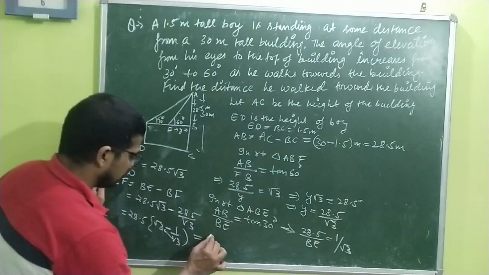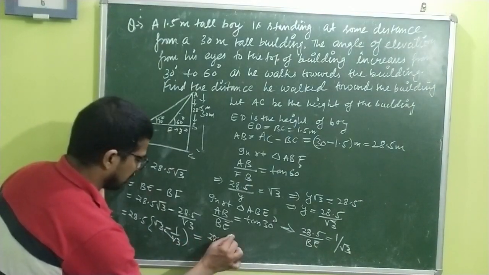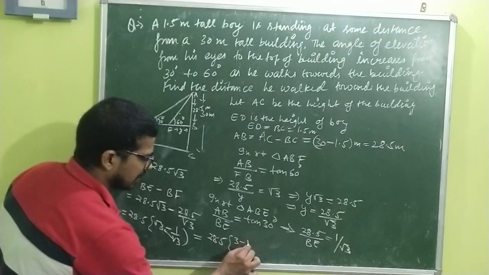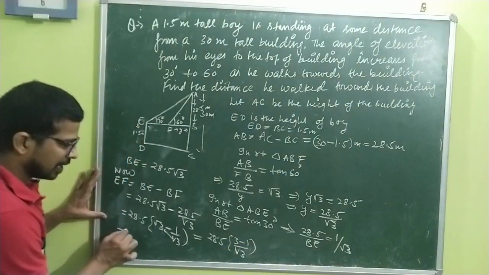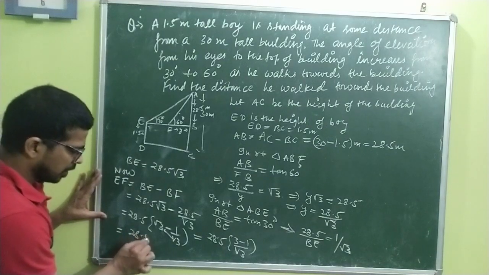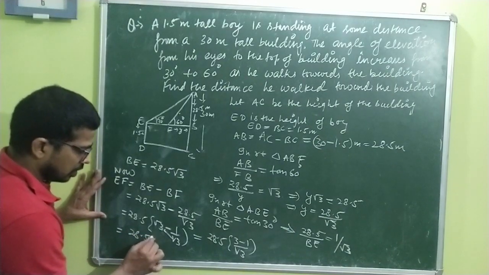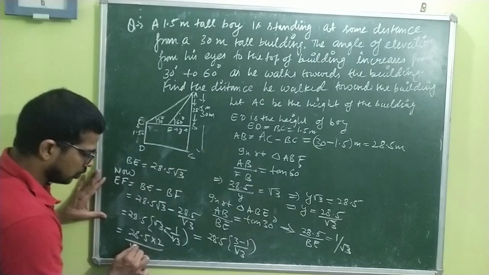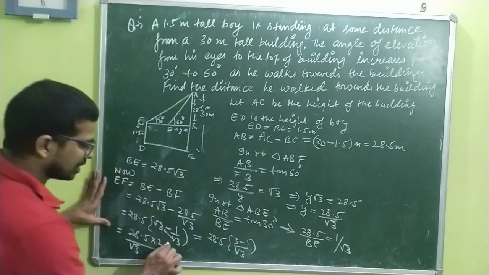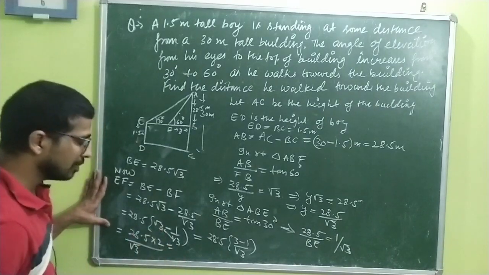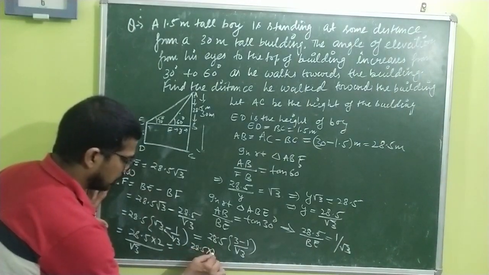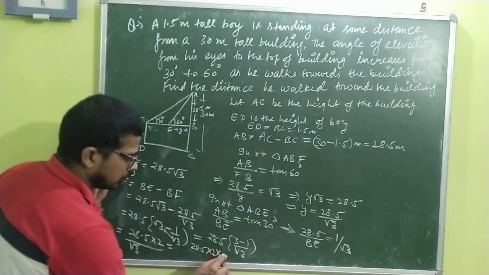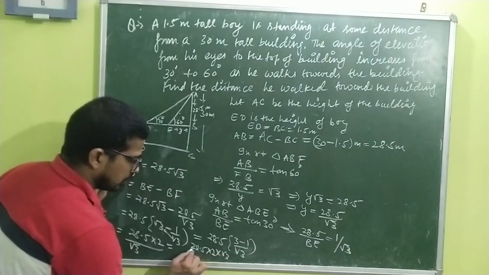So what I will get is 28.5 into 3 minus 1 upon √3. Okay, so what I will get here, 28.5 into 2 over √3. We have to rationalize. After rationalizing, we know we have to multiply top and bottom by √3, so it will be 28.5 into 2 into √3 over 3.